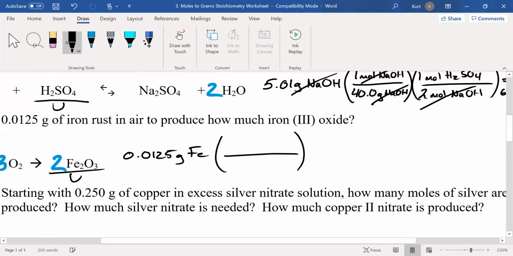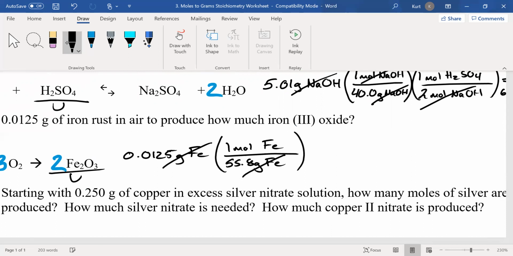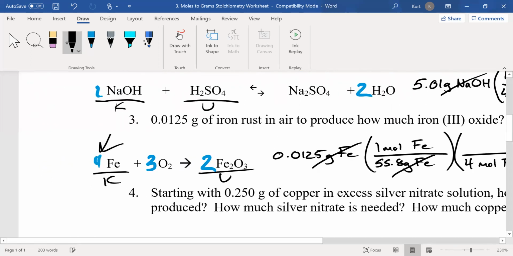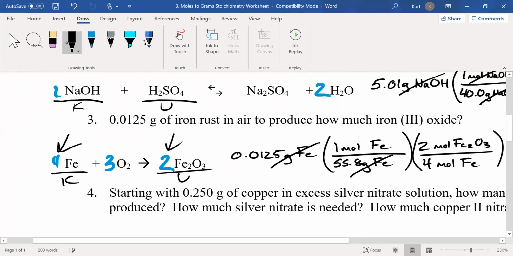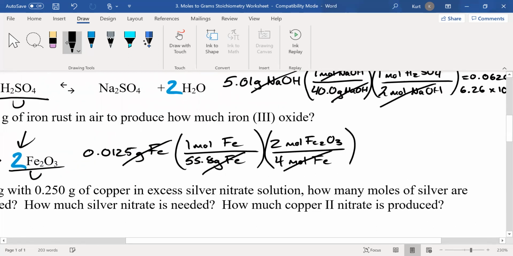Because this is measured in grams, we need to convert it to moles. I looked at the periodic table. The molar mass of just iron is 55.8 grams per mole. Grams of iron cancels out. You're now in moles. You'll now do the mole ratio to convert 4 moles of iron, and if you're like, whoa, where'd you get 4 from? Right there. To 2 moles of Fe2O3. Where did I get 2 from? Right there. Moles of iron cancel out.